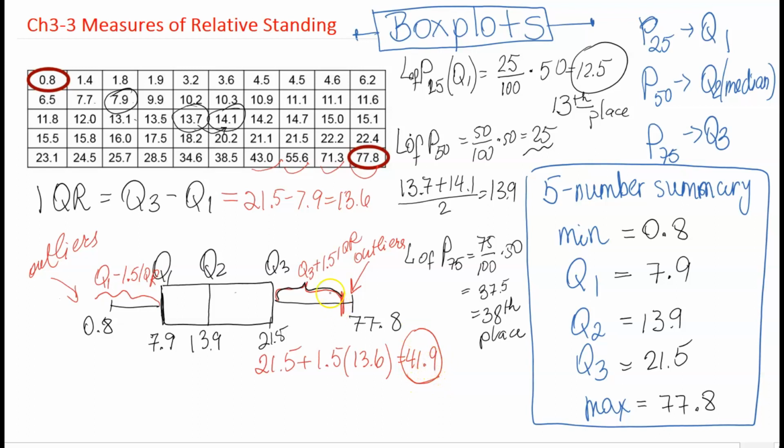I'm going to modify my box plot just slightly because we have a little bit more outliers. I'm going to extend the tail with the maximum value. This is the cutoff score. Here will be the outliers: 43, 55.6, 71.3, and finally the maximum score, 77.8.